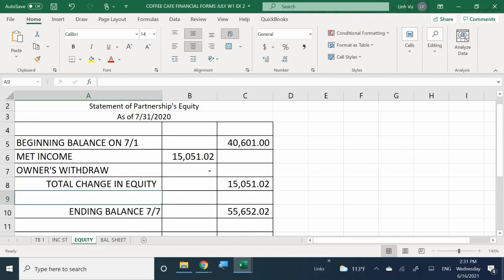I basically just summed up what factors contribute, whether I'm adding my net income or subtracting my owner's withdrawal. So again, this is where I'm determining the amount that I'm going to change my equity by. I'm going to increase it by $15,051.02, right? And by adding these two numbers together, I'm going to get a new equity as of 7/7 to be $55,652.02.